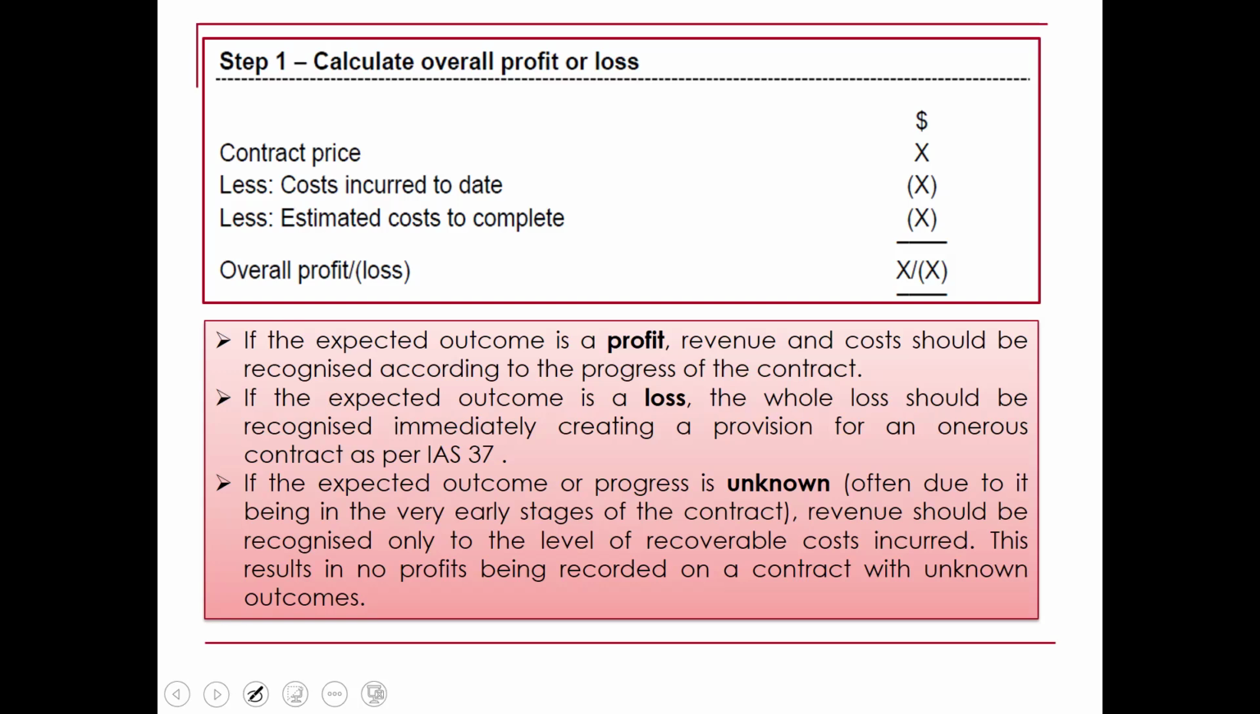Then if the expected outcome or progress is unknown, which is often due to, let's say, it being in the very early stages of the contract, the revenue should be recognized only to the level of recoverable costs incurred. So this results in no profit being recorded on a contract with unknown outcomes. If you are not sure, we would rather just say how much have we spent? We have spent 10,000. So we are then just going to recognize revenue of 10,000. Basically, we are going to recover this 10,000 that we have spent from the customer. So for prudence purposes, let's just recognize revenue of 10,000, which is the amount we are guaranteed that the customer is going to pay us.